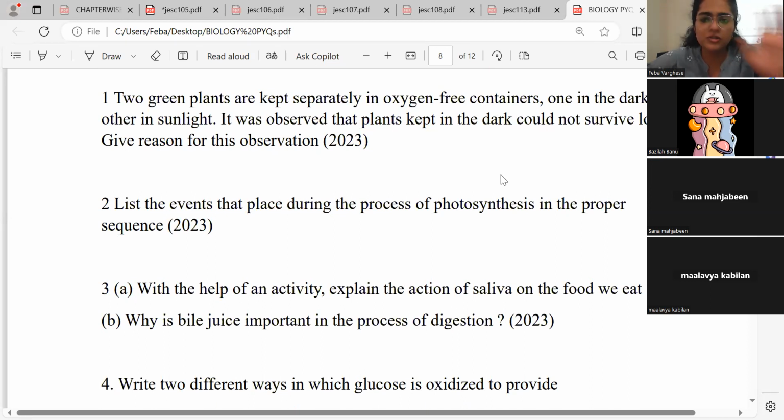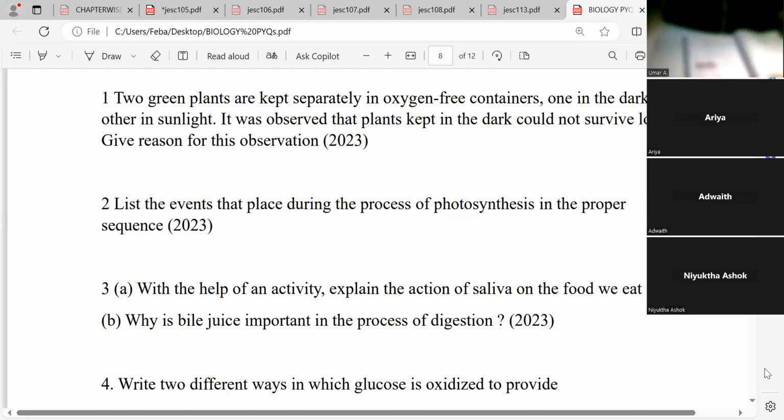Guys, if you have a provision to take a screenshot, you can take the screenshot, because if you're going to write each of these things, it's going to take a lot of time. We are just going to go through these questions quickly. Okay, that's what I'm trying to do.